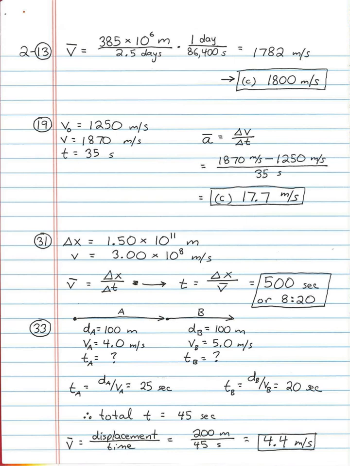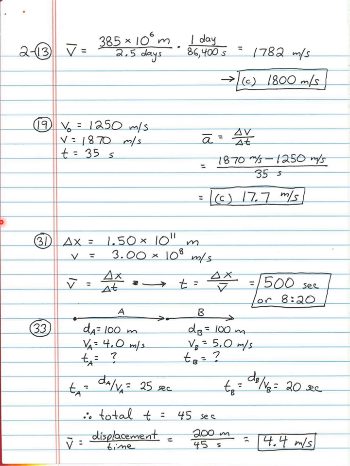Looking at the multiple choices, we can see 1800 meters per second is the closest one to that, but this is appropriate because we are allowed two significant figures because of the limitations of the two significant figures of the time, 2.5 days.